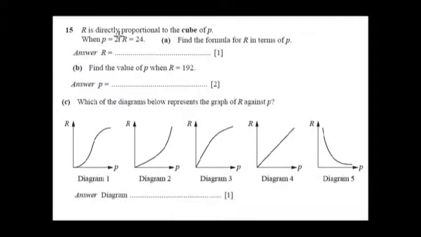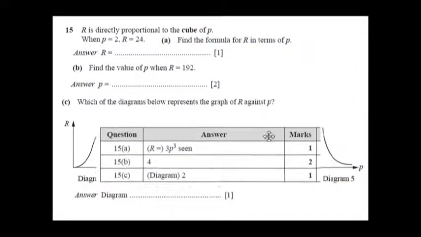So it says R is directly proportional to the cube of P. When P is equal to 2, R is equal to 24. Find the formula for R in terms of P. That will be 1 mark. And then the next question says find the value of P when R is equal to 192. That's 2 marks. The third part says which of these diagrams below represents the graph of R against P. I'm sure in the introduction to this video, when we talked about variation, we had one of those graphs. So after pausing the video and working it out for yourselves, make sure you get these as your solutions.